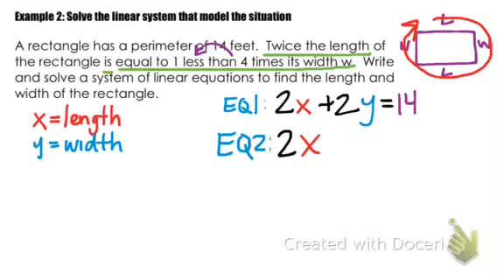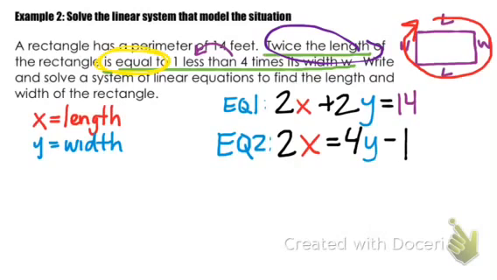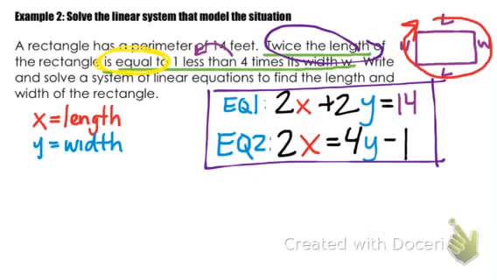So we have 2x. That is twice the length right here. We need twice the length. So then we have 2 times the length is equal to 1 less than 4 times the width. So 2x, which is 2 times the length, is equal to 1 less than 4 times the width. So notice how the 1 is second after 4 times the width, and these would be our 2 equations.